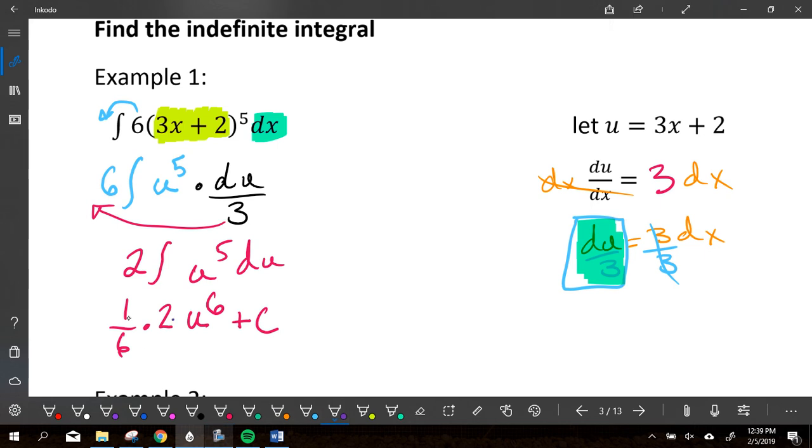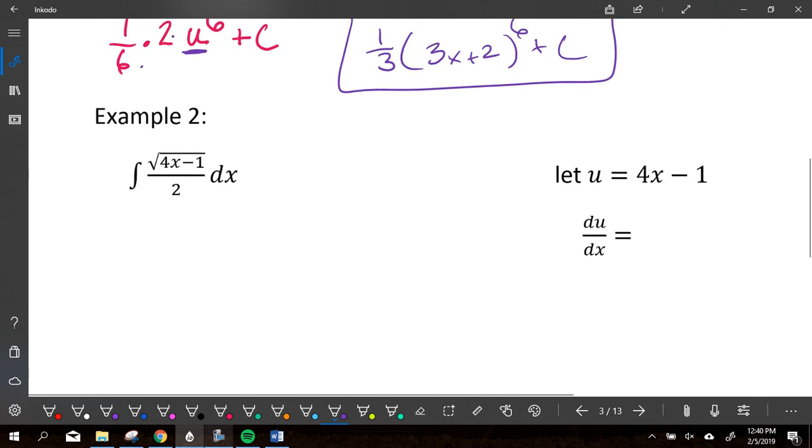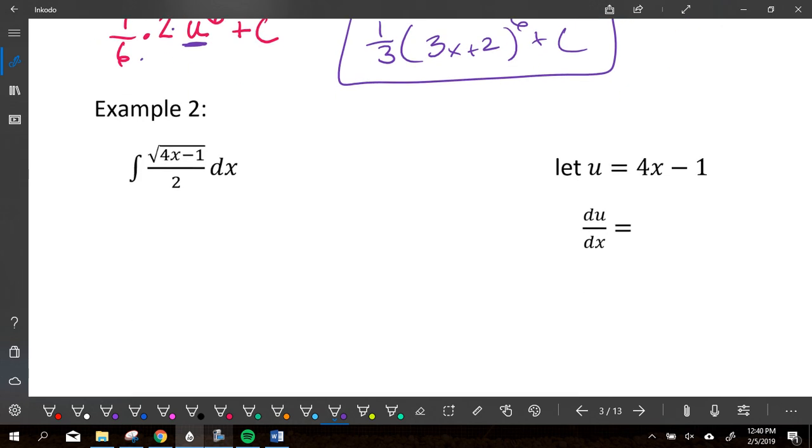My final answer, 2 over 6 is 1/3. u, I don't want it to say u anymore. I'm going to plug back in what u is. u is 3x plus 2. It's really weird to say u and stuff, and I say things like u is. Like, u is smart. U is pretty. Yeah, it's weird. And then plus c. Questions so far? Thank you. Appreciate it.